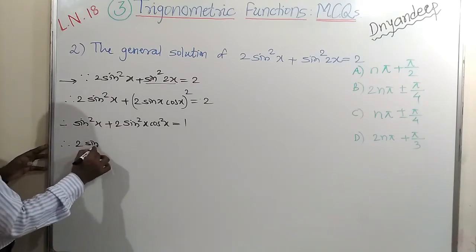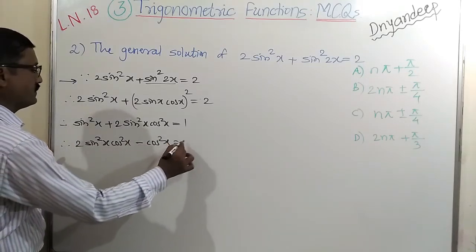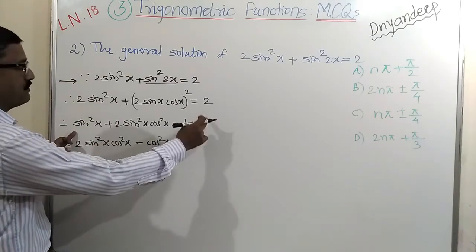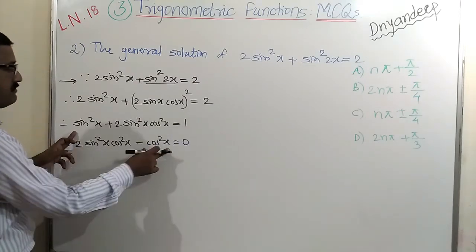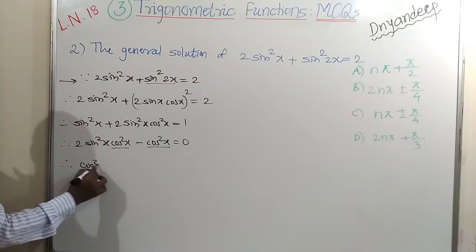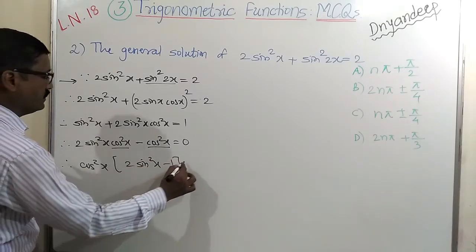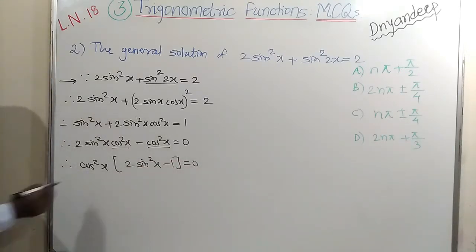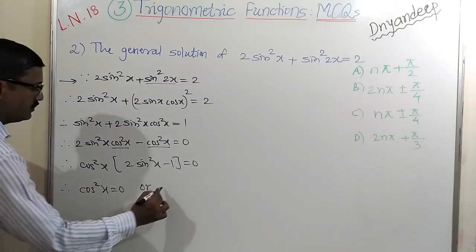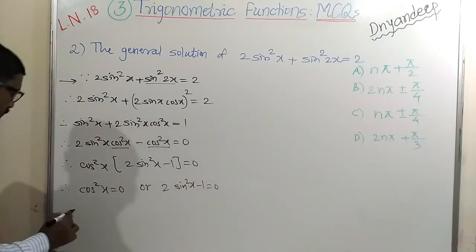Therefore 2 sin square x cos square x minus cos square x equal to 0. Is it okay? Taking this sin square to the right, 1 minus sin square is equal to cos square, it becomes minus cos square. Now taking cos square x common, therefore we get cos square x in bracket 2 sin square x minus 1 equal to 0. Therefore cos square x equal to 0 or 2 sin square x minus 1 equal to 0.